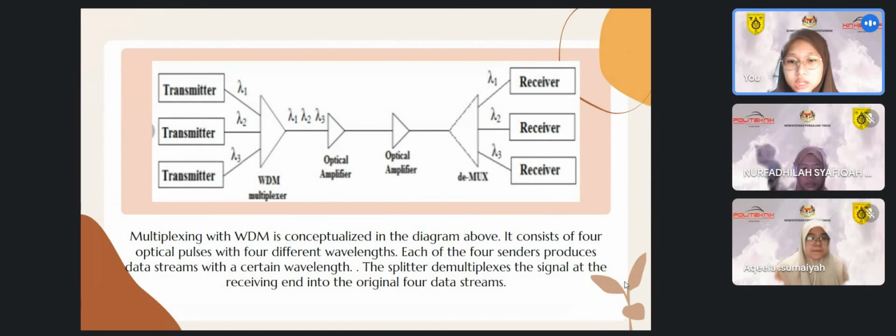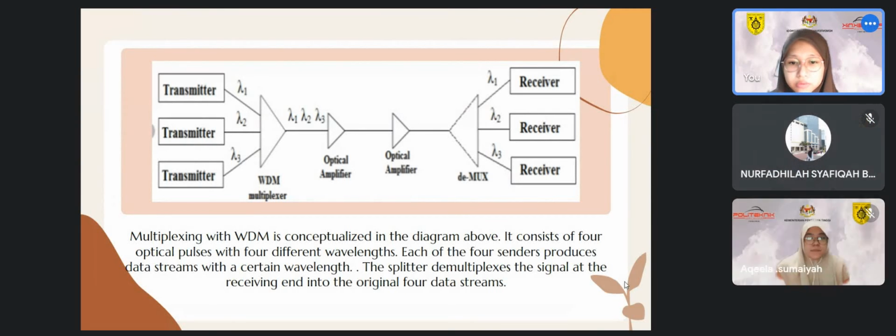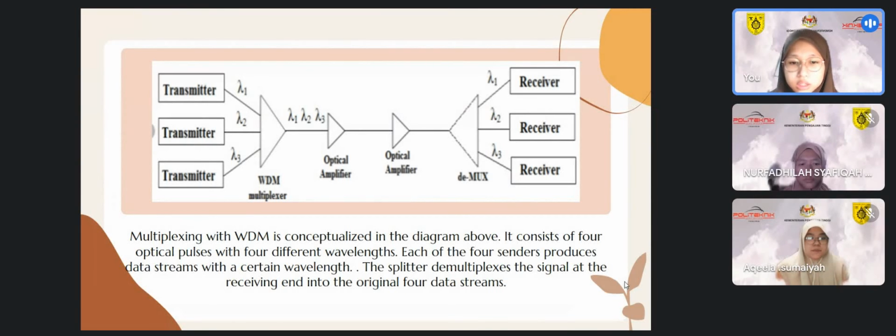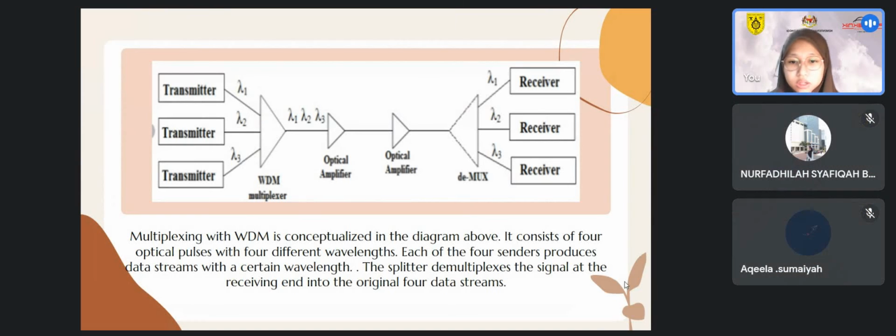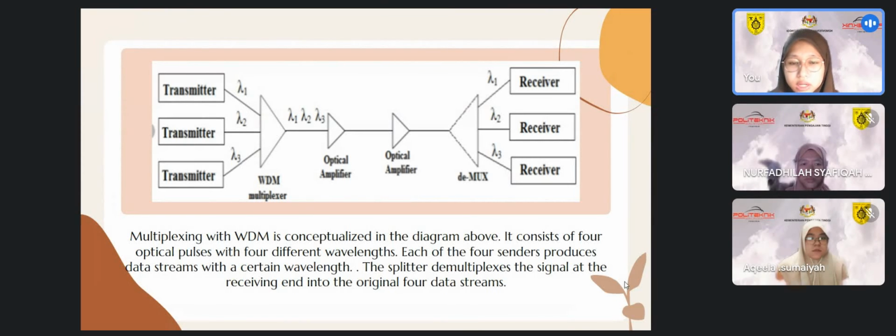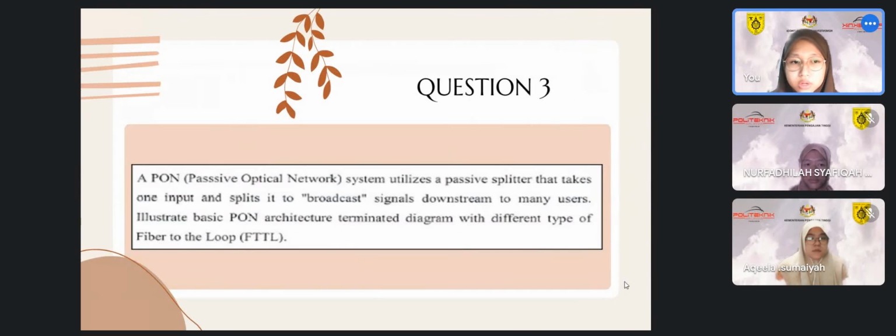Multiplexing with WDM is conceptualized in the diagram above. It consists of 4 optical pulses with 4 different wavelengths. Each of the 4 senders produces a data stream with a certain wavelength. The splitter demultiplexes the signal at the receiving end into the original 4 data streams. Next, I will pass to Fadilah Syafiqah to continue.